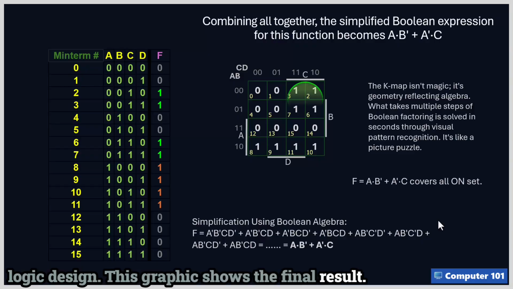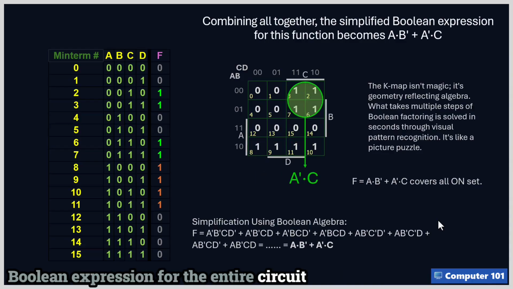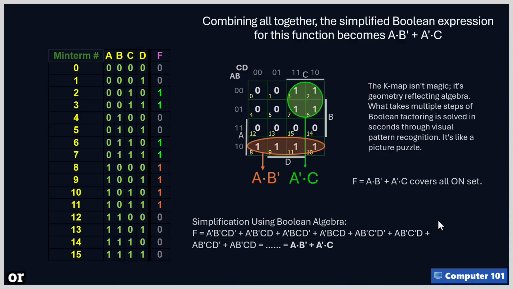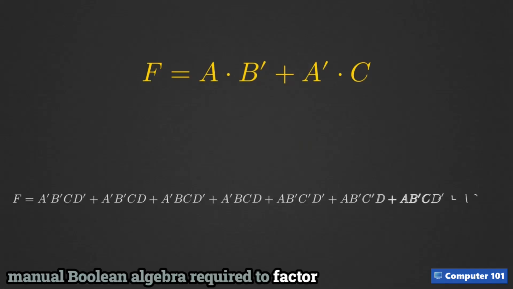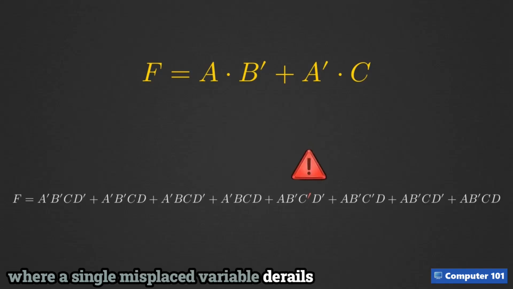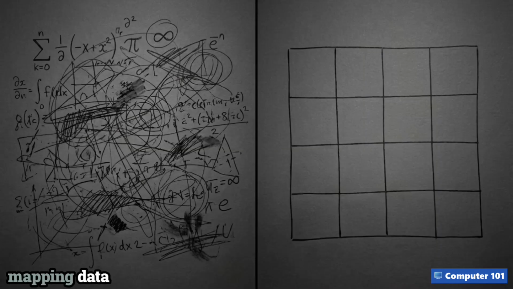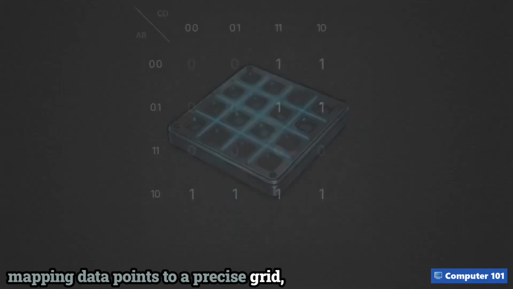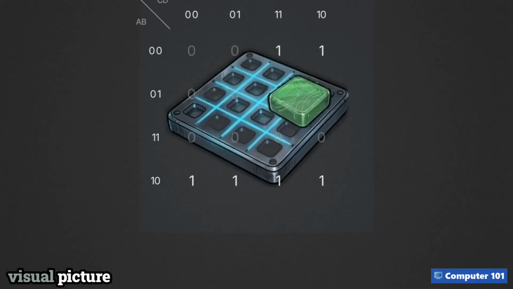This graphic shows the final result. By adding our extracted terms together, the simplified Boolean expression for the entire circuit is F equals A and not B, or not A and C. Look at the text at the bottom. That is the manual Boolean algebra required to factor out the same exact result. It is a long, tedious string of calculations where a single misplaced variable derails the equation. The Karnaugh map replaces that math with geometry. By mapping data points to a precise grid, it turns time-consuming algebraic factoring into a solvable, visual picture puzzle.